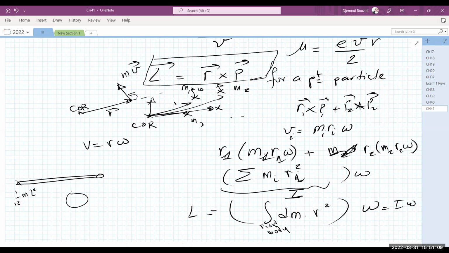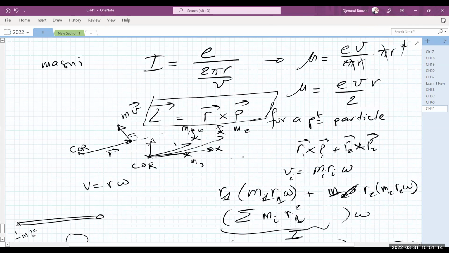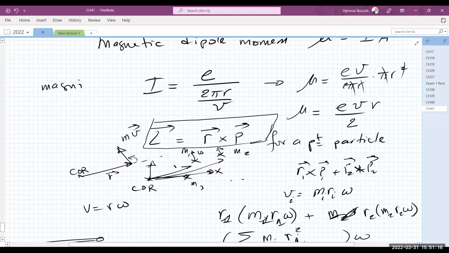It's ancient, isn't it? It is ancient. Okay. Look, this is how we get the angular momentum.